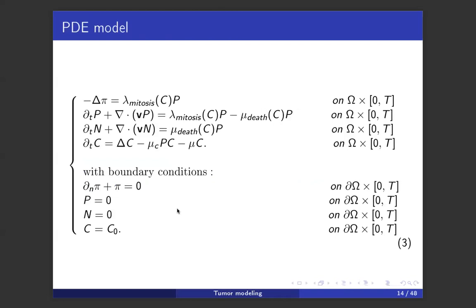And then we have the PDE model, which is this one: a Laplace equation which permits us to compute the pressure P, and three other equations which permit us to compute the proliferative density, the density of necrotic cells, and the oxygen quantity. And we have, of course, the boundary condition.